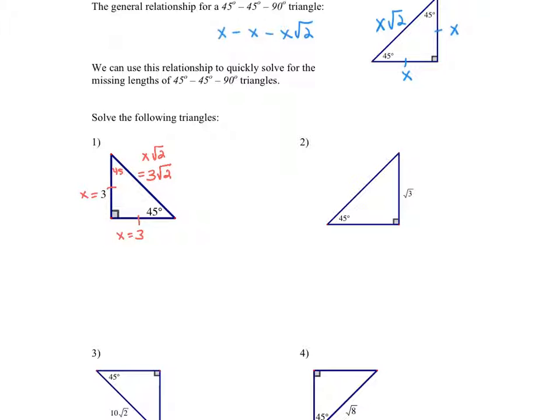Right, on the next one, it's a little tricky because we see a square root of 3 here, so that's our x. But again, it's a 45, 45, 90, so the two legs are equal. So this will also be x, which is the square root of 3. And then the hypotenuse will be x square root of 2. Well, we're going to plug in the square root of 3 for x, and multiply it by the square root of 2, and we end up with the square root of 6 for this longest side in this right triangle.